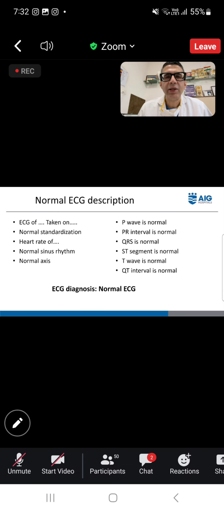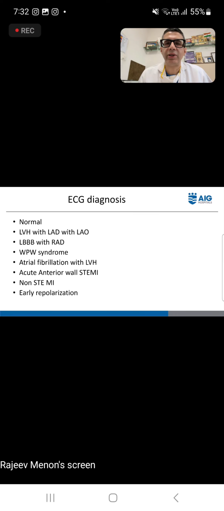So we'll tell you certain different descriptions, just to show how you write it down when you go back. The different ECG diagnoses could be normal, or left ventricular hypertrophy with left axis deviation with left atrial overload. When you write the final ECG diagnosis, write down all the positive aspects. You don't just tell one aspect and leave it. A patient might have an anterior wall MI, but also a left atrial overload. So you write anterior wall ST elevation MI plus left atrial overload.